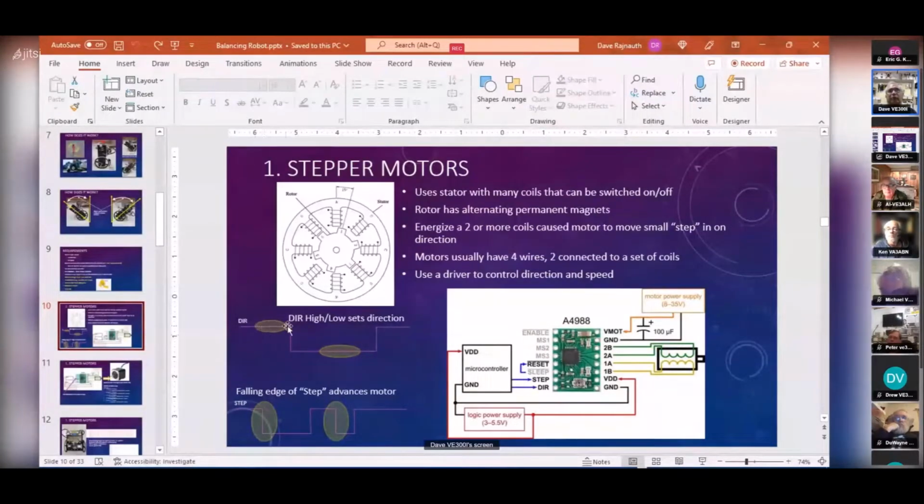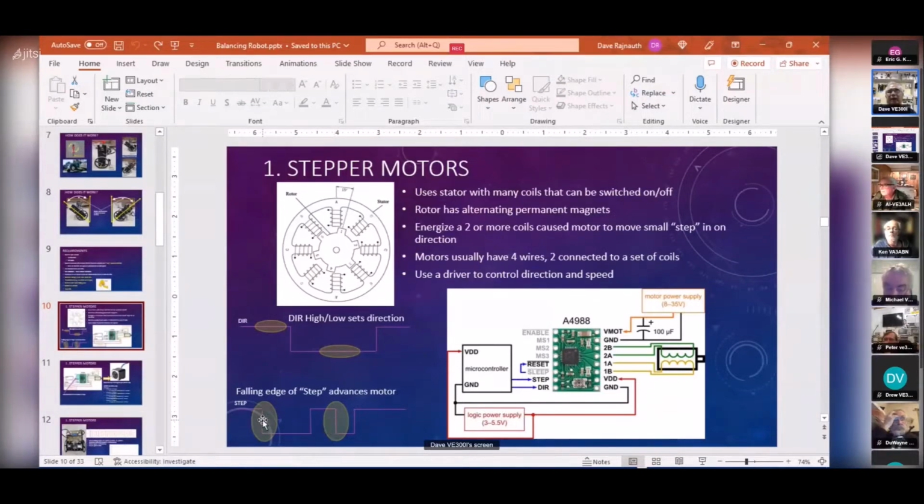For example, the direction it turns is set by this direction pin. If it's high, the rotor will spin in one direction, and if it's low, the rotor will spin in a different direction. So your microcontroller would control that pin to set the direction. And then there's the step pin. The falling edge of a pulse causes it to advance one step. Here you can see a falling edge, a rising edge, then a falling edge. It's only the falling edges that make it step.